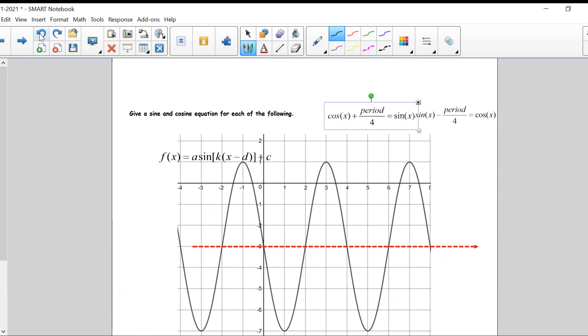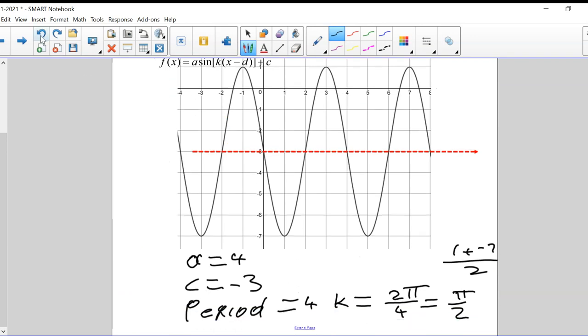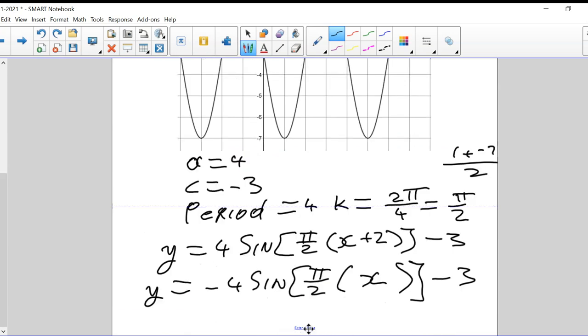One second. One more time. I think we're there now. Are we there yet? There we are. Okay, so these are the sine functions that we had. I should have deleted them because we're going to use one of them to create a cosine function. Okay?